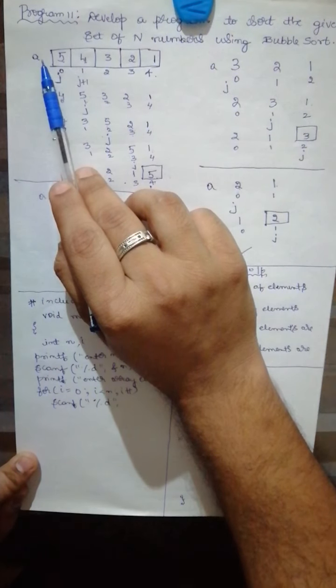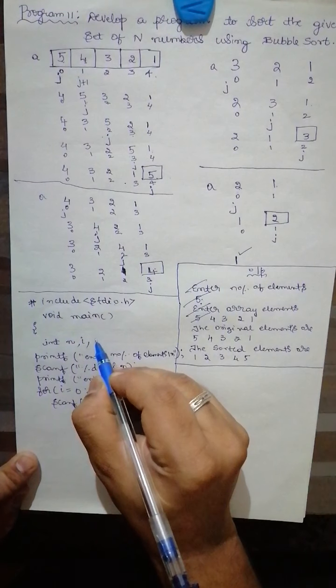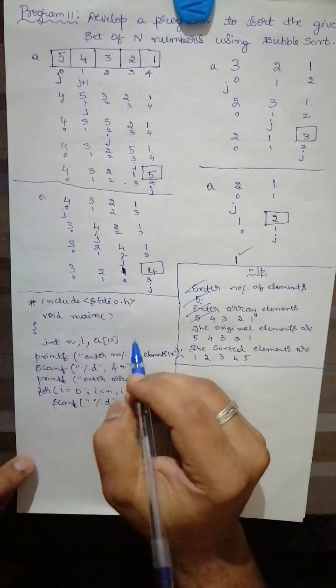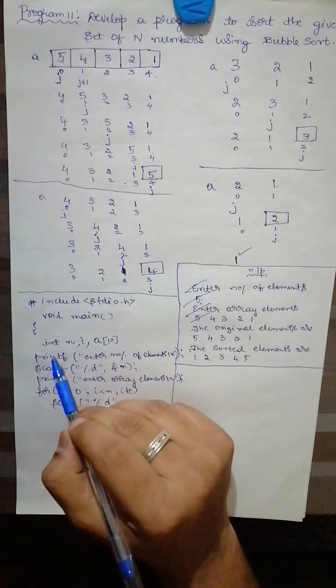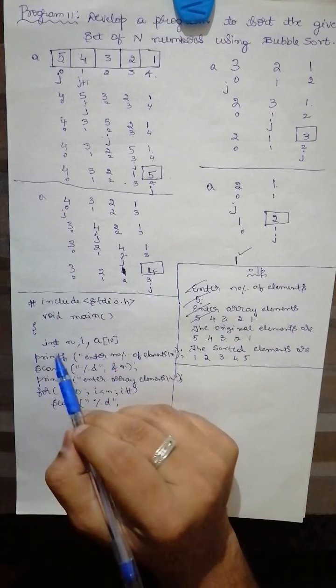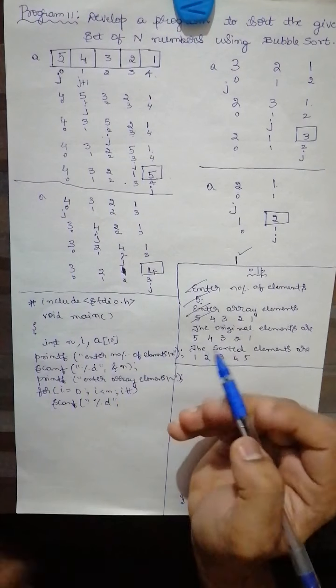What is the name of the array? I have not created it yet. Let me create an array of type integer. Let me say A of 10. So how do you create an array? Data type, followed by the array name and the size inside the square brackets. Integer array, the name of the array is A and the size of the array is 10.